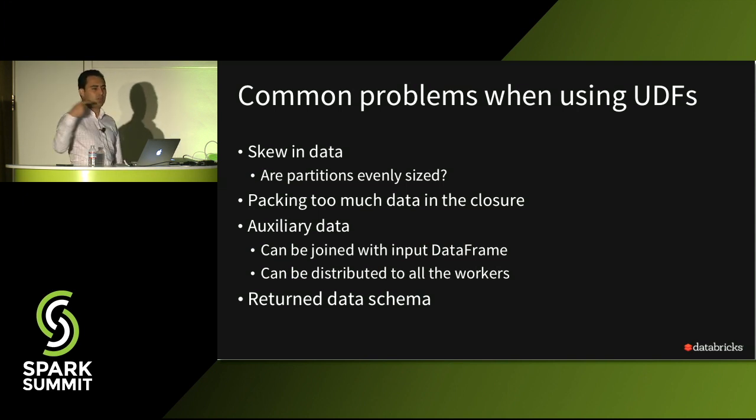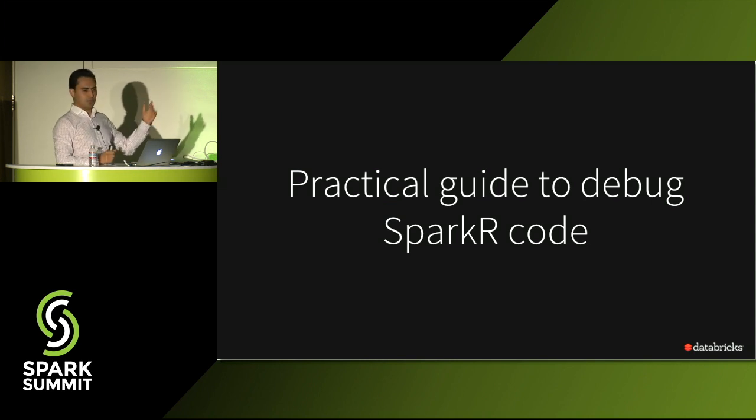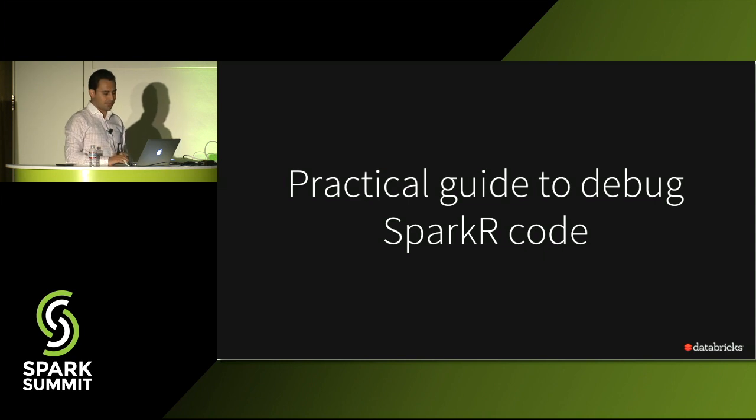Basically, on the way back, when the result is being sent to the driver, you have to specify what schema your result is, and if your declared schema doesn't match what you're actually returning, then you get some interesting errors from SparkR. I'll show you some examples here. And basically, this was my practical guide on debugging your SparkR code.